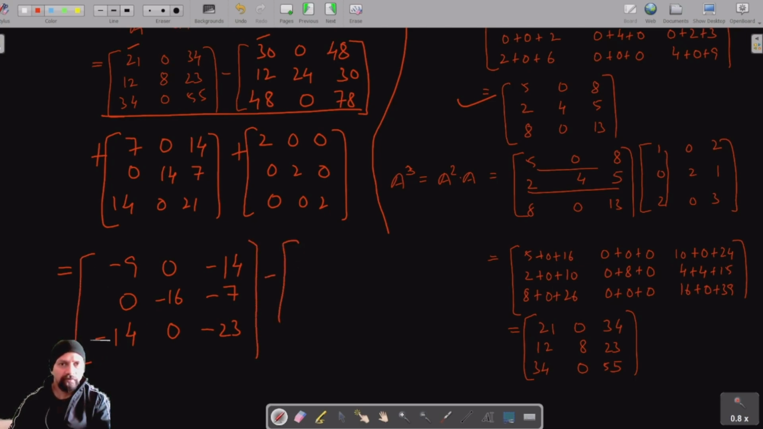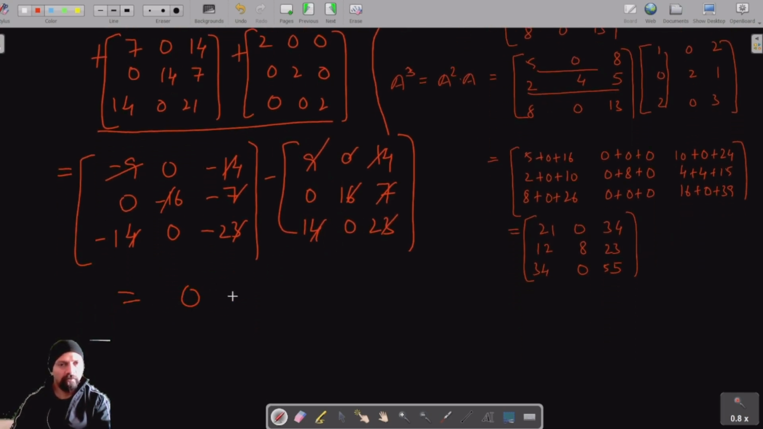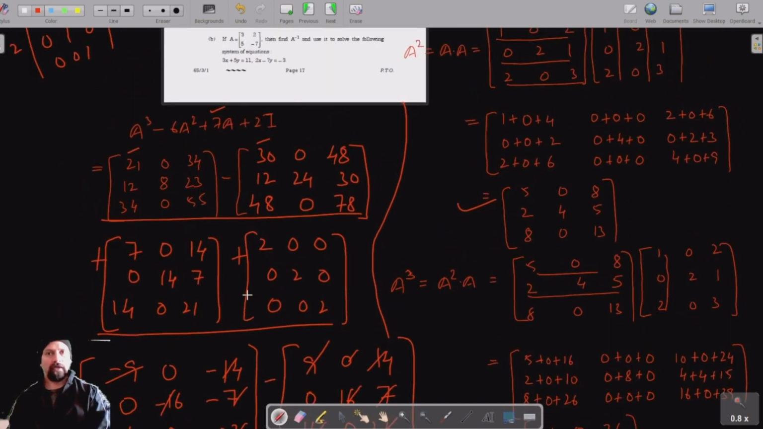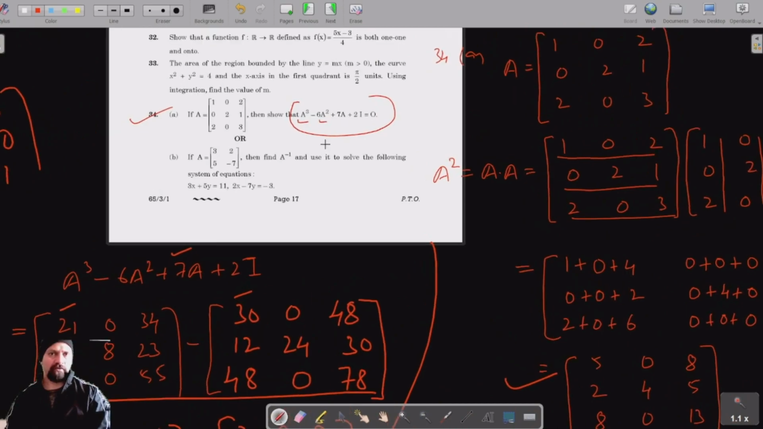And this has to be subtracted from, let's add these two. So this is 9, 0, 0, 9, 0, 14. This is 9, 0, 14, and this is 0, 16, 7, 14, 0, 23. Okay, so these get cancelled. These are all these terms with the negative signs, and this is equal to O, and hence we have shown that A² minus 6A² plus 7A plus 2I is a null matrix.